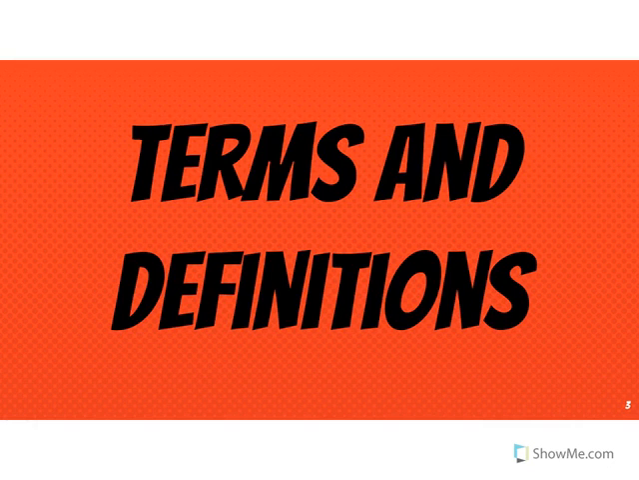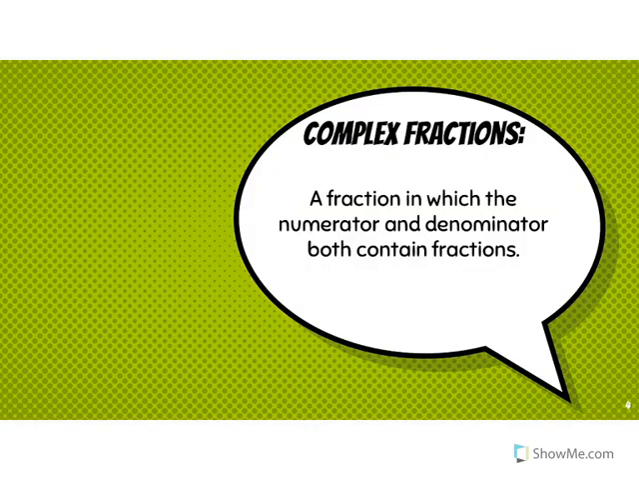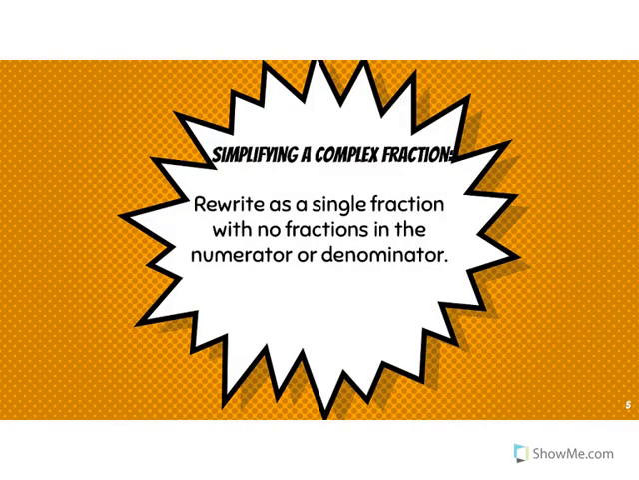So some terms and definitions that you guys need to know for this. Our first term was complex fractions. So this is a fraction in which the numerator and denominator both contain fractions. Simplifying a complex fraction means to rewrite as a single fraction with no fractions in the numerator or denominator.